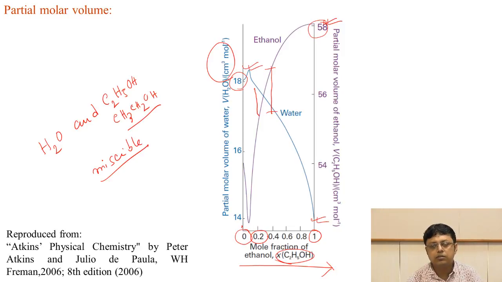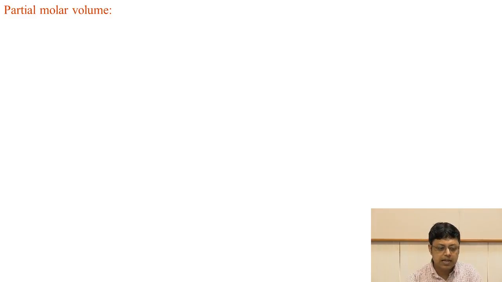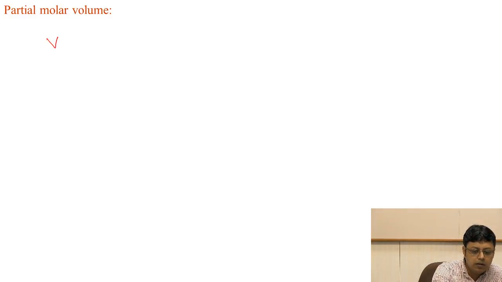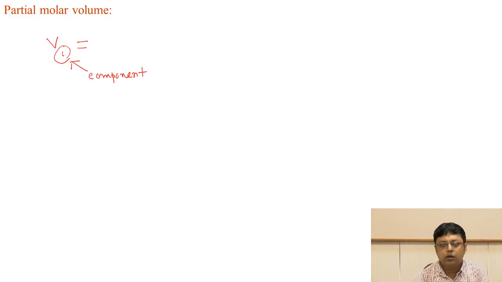So the volume is not simply addition of the two volumes. Now in order to quantify that, we define this quantity, partial molar volume, of any component, which we denote as I. So I is a component. In the previous example, the components were ethanol and water, so it's a two-component system.